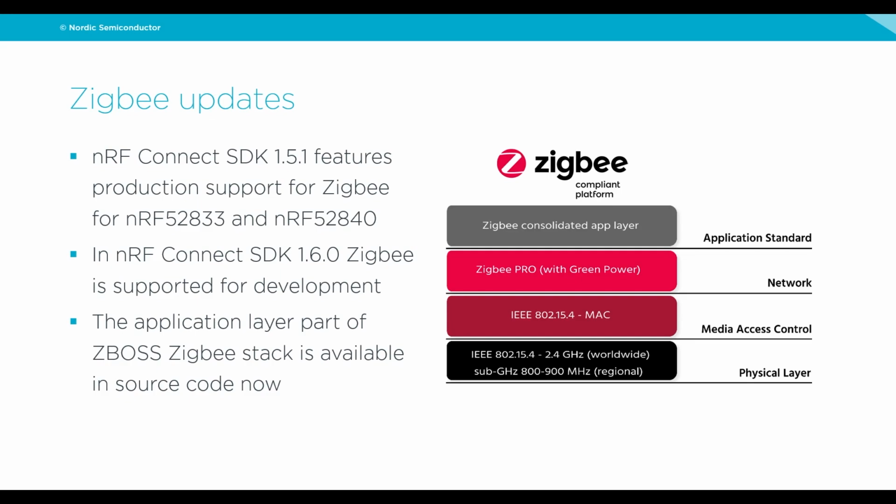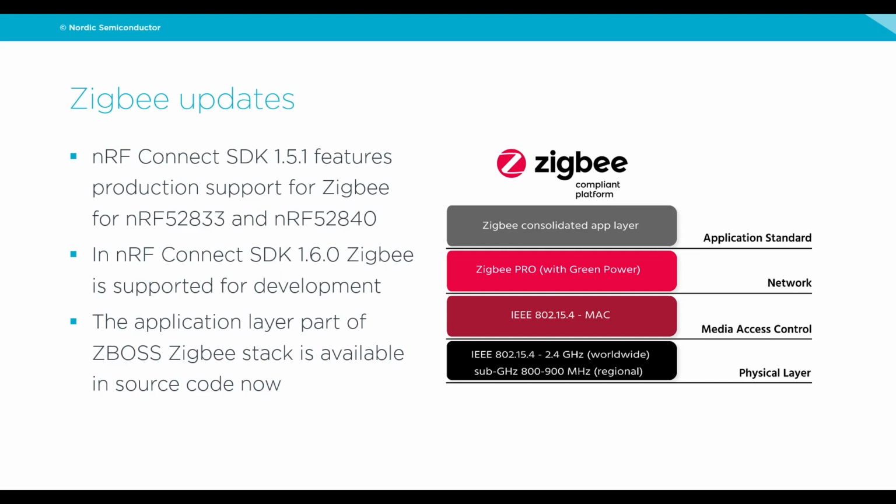nRF Connect SDK 1.5.1 features production support for Zigbee for nRF52833 and nRF52840 for the first time for the nRF Connect platform. We certified the Zigbee solution present in nRF Connect SDK 1.5.1, so you can inherit Zigbee platform certification for your Zigbee product. In nRF Connect SDK 1.6.0, Zigbee is supported for development and should not be used for production purposes.